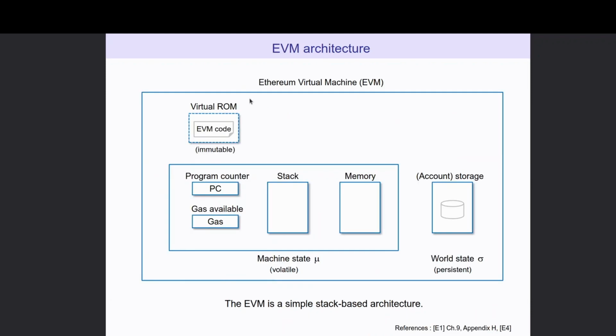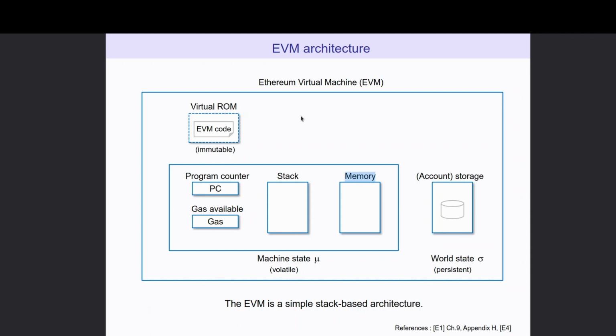Now let's go a bit more into details around EVM architecture. The Ethereum Virtual Machine has a few main components. One of them is virtual read-only memory, where the EVM code is loaded. We have account storage, which is persisted, and we have the volatile state that is there only for the time of executing the transaction. It consists of the program counter, which is the number of the current instruction executed. We have gas available, which just means how much more computation we are willing to pay for. We have the stack, where all the intermediate operation results are stored, and we have volatile memory.